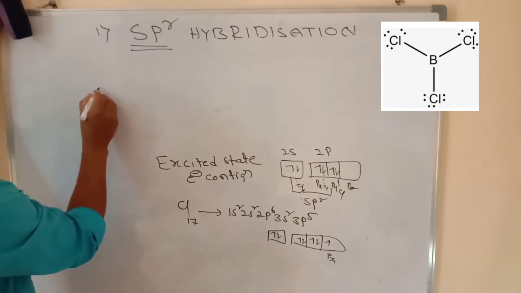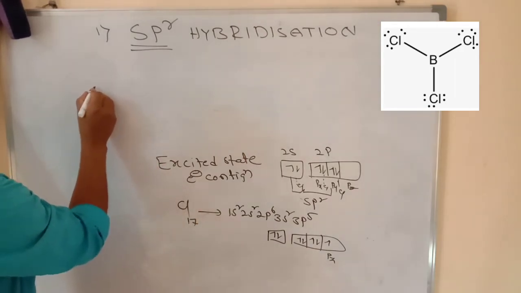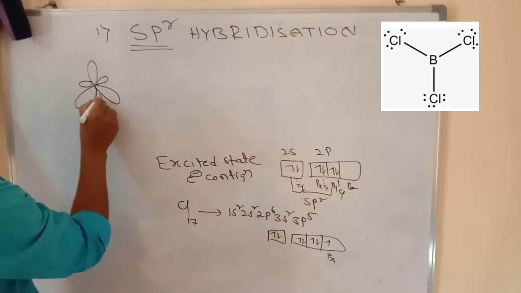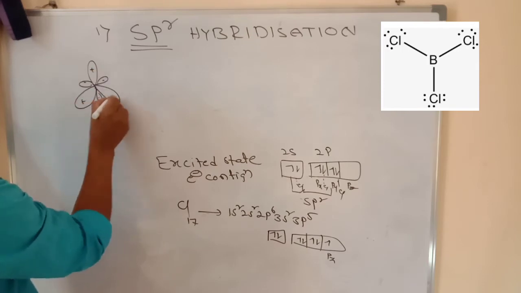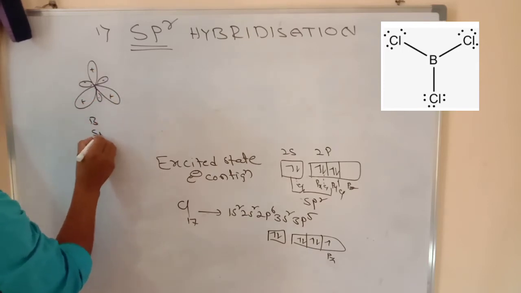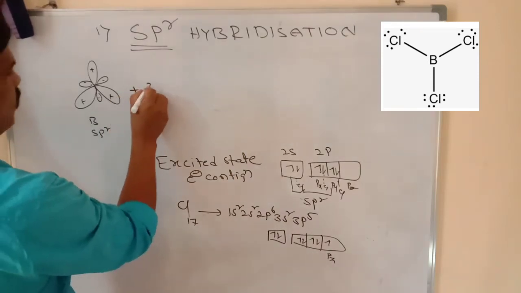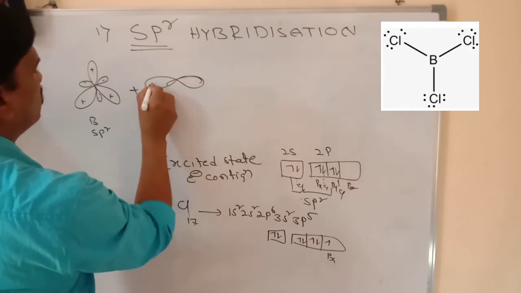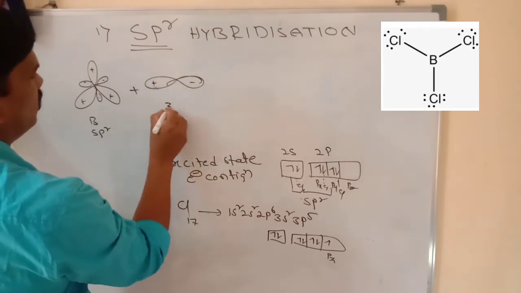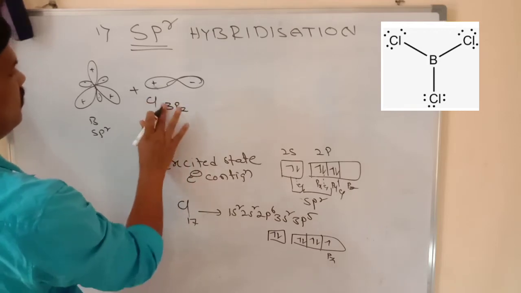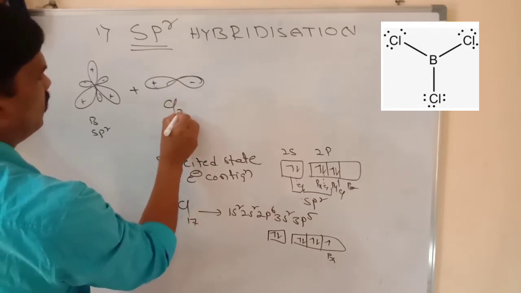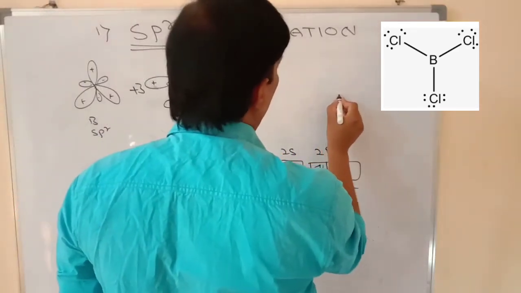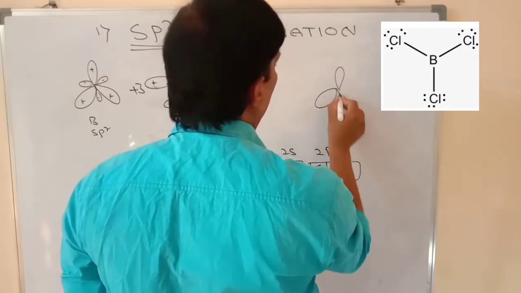Now this is boron. How many chlorines are there? Three chlorines are there. Now this is the boron sp2 hybrid orbital. Three chlorines means three 3pz orbitals, with a positive lobe and a negative lobe. The three 3pz orbitals of chlorine combine with the sp2 hybrid orbitals of boron to give boron trichloride.